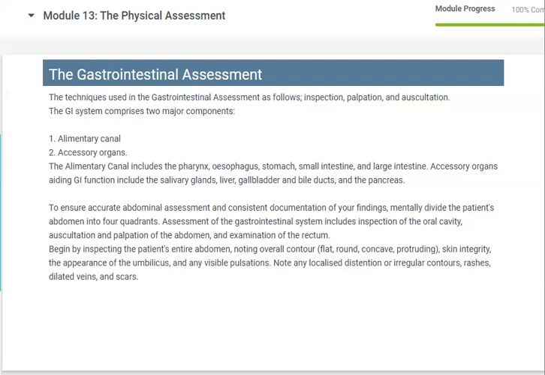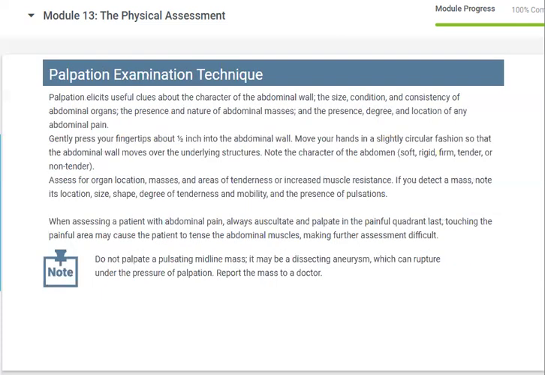Palpation elicits useful clues about the character of the abdominal wall, the size, condition, and consistency of abdominal organs, the presence and nature of abdominal masses, and the presence, degree, and location of any abdominal pain. Gently press your fingertips about ½ an inch into the abdominal wall. Move your hands in a slightly circular fashion so that the abdominal wall moves over the underlying structures. Note the character of the abdomen: soft, rigid, firm, tender, or non-tender.